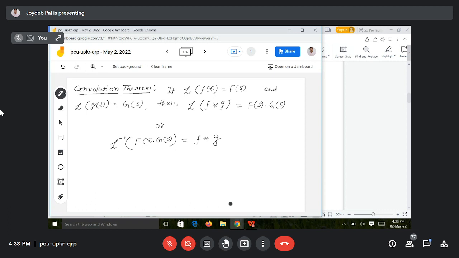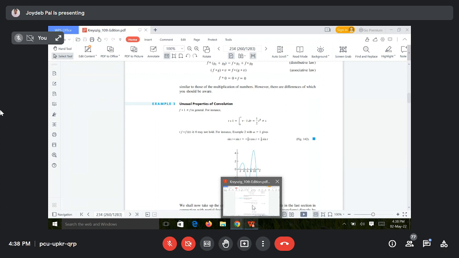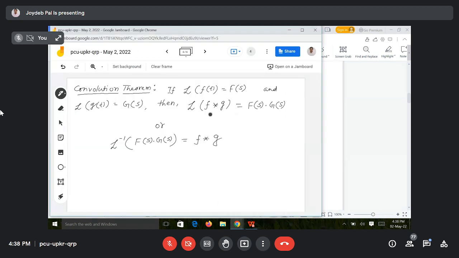Any doubt in the convolution theorem statement? No, sir. Okay, now let us see the application of this convolution theorem. The direct application is not that useful, meaning the Laplace transform of f star g is equal to F(s) into G(s). That inverse property is very, very useful.